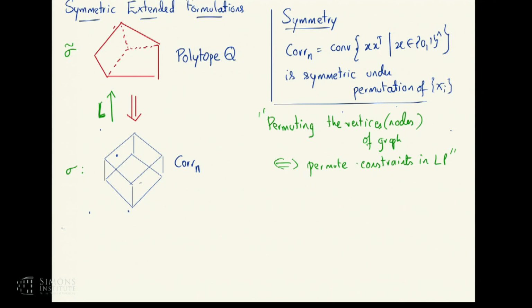For instance, if you think about the Sherali-Adams polytope, that's the canonical symmetric LP relaxation. In the case of the Sherali-Adams relaxation for this correlation polytope, you're permuting the vertices, 1 through n, the original variables, right? So that would permute pairs xi xj to some other pair, and so you would permute all the constraints of the linear program. So the faces, you get to permute the faces. Okay.